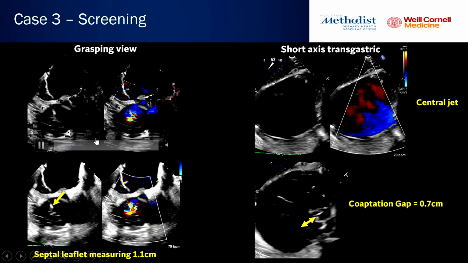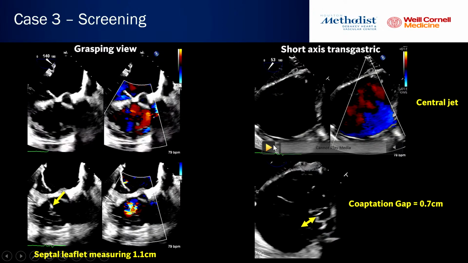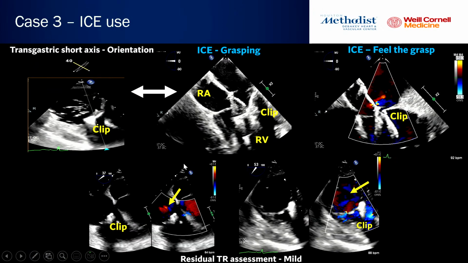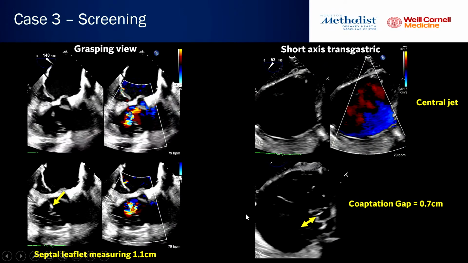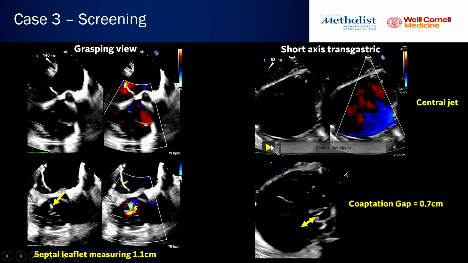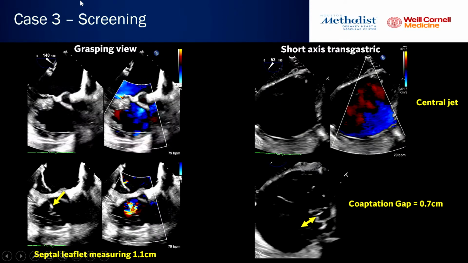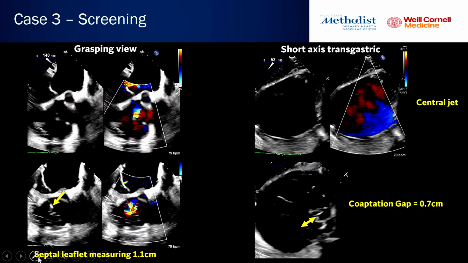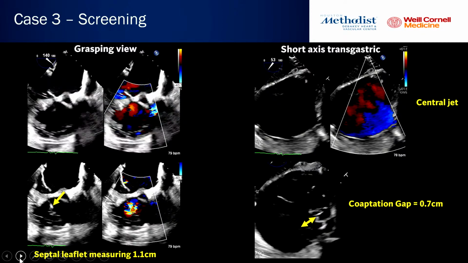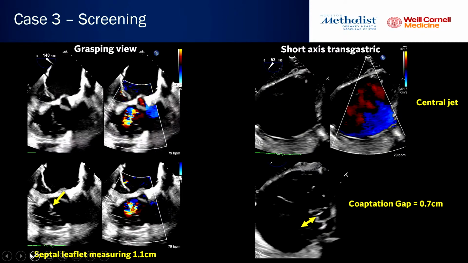So case 3 is interesting because we had to use ICE in this case. These videos were all playing yesterday. So we were screening, we looked at our grasping views, found our coaptation gap, measured our septal leaflet, just like all the steps that we talked about.